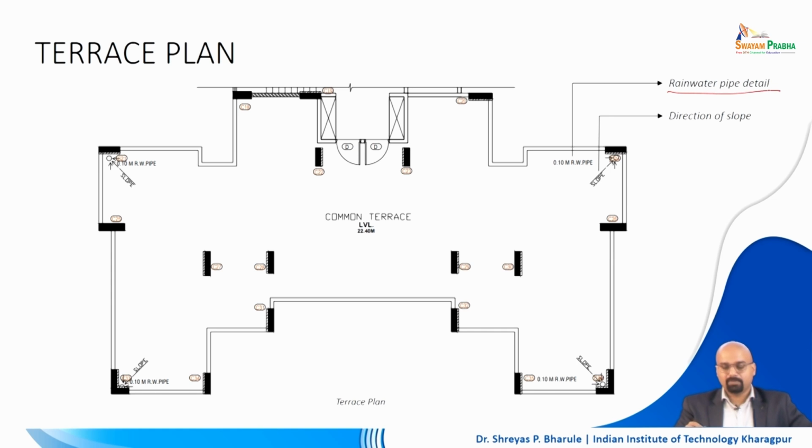So you have rainwater pipe detail, as we discussed earlier. There is a 0.10 meter rainwater pipe, right. So, that is located here, and the direction of the slope is also mentioned, right. So, it is very important. So, if you observe, you have two rainwater drainage points, right, rainwater drainage point.